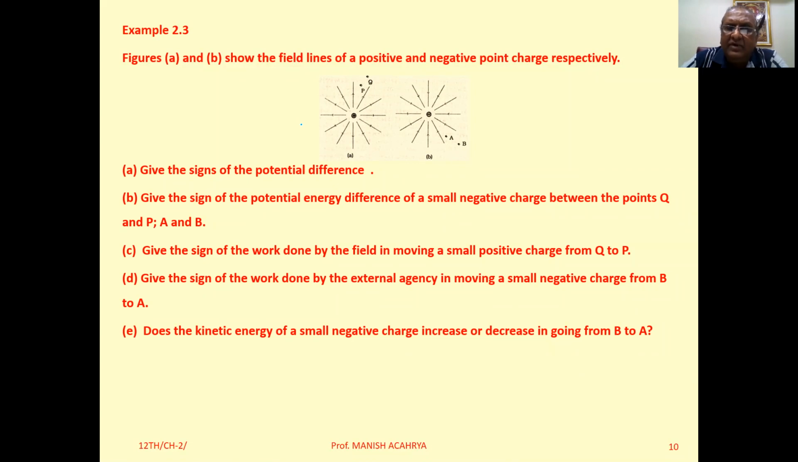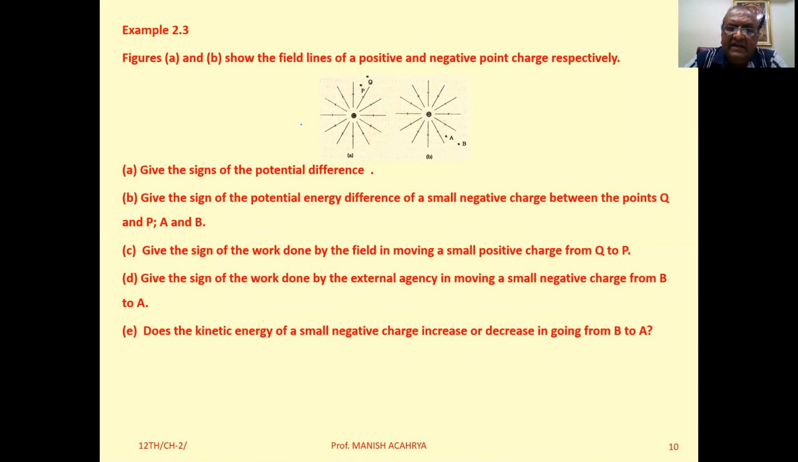Give the sign of the potential energy difference of the small negative charge between the points Q and P as well as A and B. Give the sign of the work done by the field in moving a small positive charge from Q to P. D. Give the sign of the work done by the external agency in moving a small negative charge from B to A.